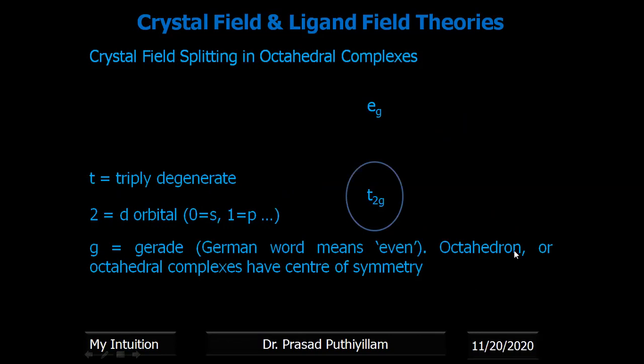even. In octahedron, if you take an octahedron and check, it has a center of symmetry. That means our octahedral complex also has a center of symmetry. So g represents symmetry here. Okay, so an octahedral complex has a center of symmetry, whereas a tetrahedral complex does not have that center of symmetry. Therefore, g, even, we can use to distinguish between tetrahedral as well as octahedral.